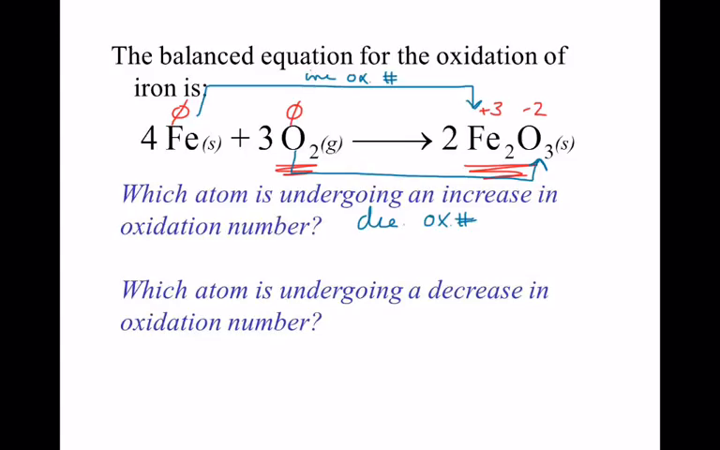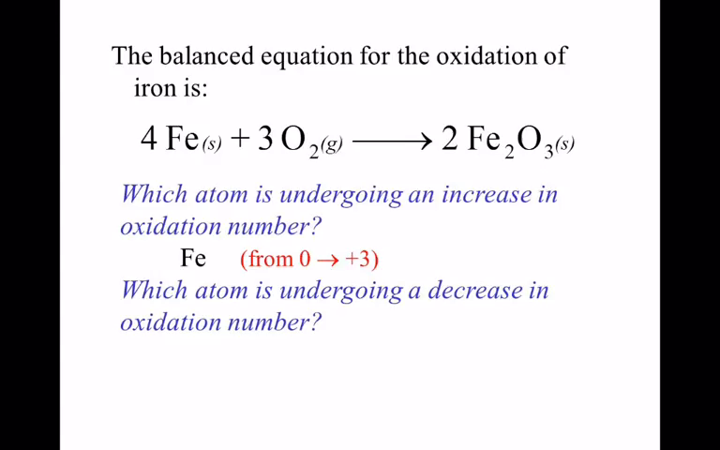So for the first question, which atom is undergoing an increase in oxidation number? You both said iron, yep. Perfect. So which atom is undergoing a decrease in oxidation number? The oxygen. Perfect. But I really think that when you do these for your homework or on a test, I would just go across from left to right assigning oxidation numbers. There's one exception. I'll show you what that is.